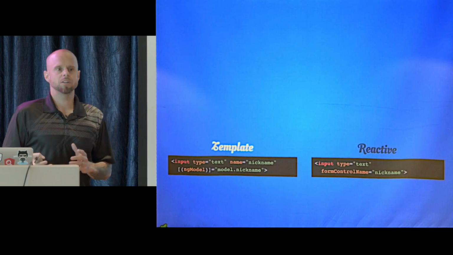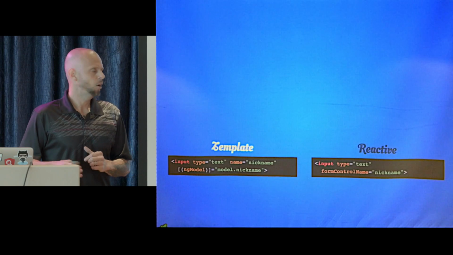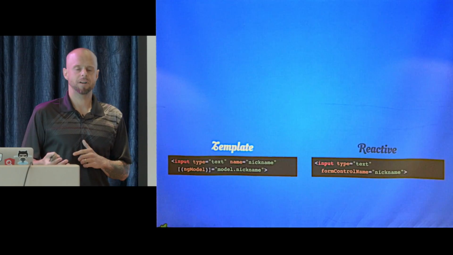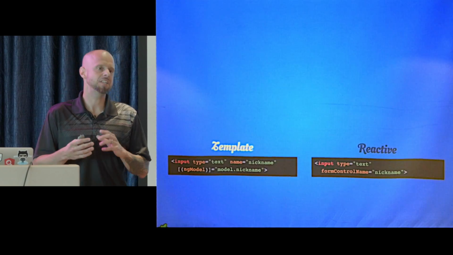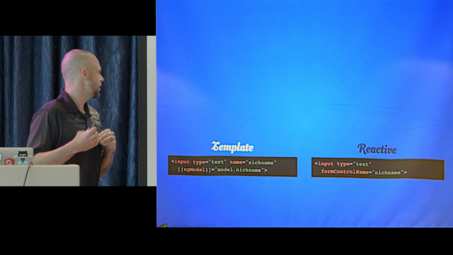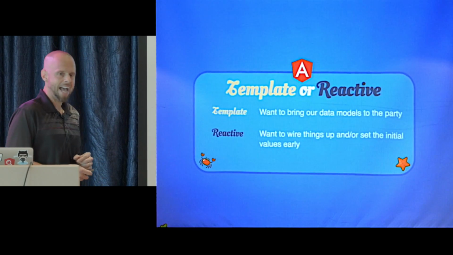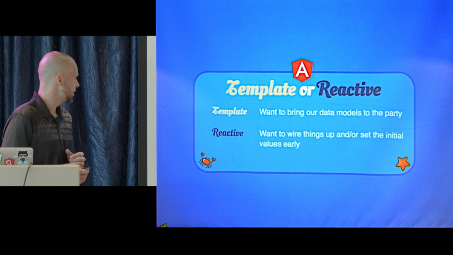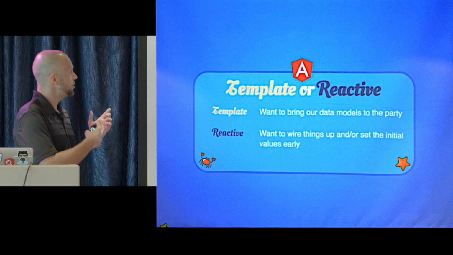So this works for scenarios in which we are upgrading an existing AngularJS application to Angular, or we have our own data model library that has built-in validation and business logic, and we just need to wire that up to form fields to do the data collection. So let's add a second decision maker to our list. When we want to bring our own data model infrastructure to the party, we want to use template.